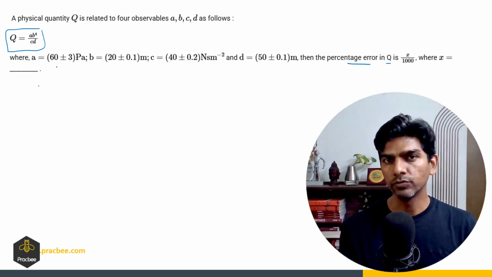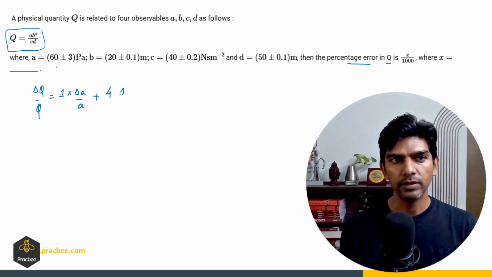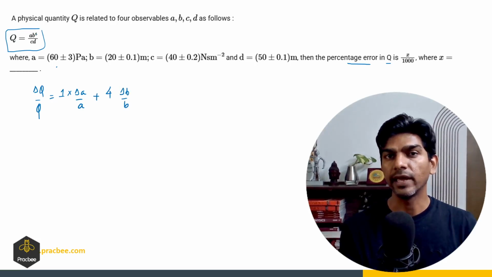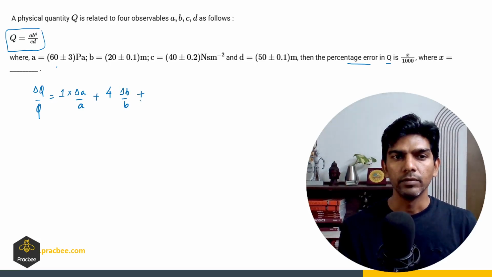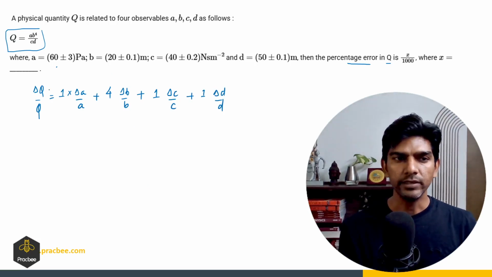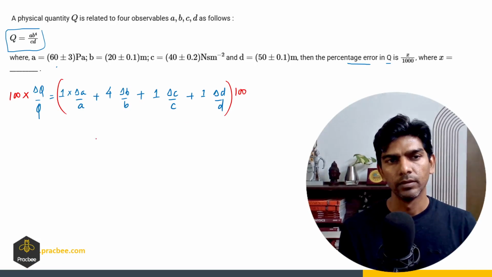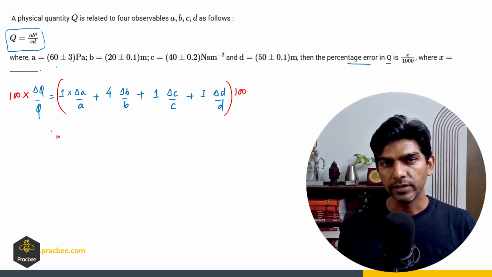So we are going to use the same logic again. The relative error in Q will be 1 times delta A by A plus 4 times delta B by B, because the exponent of B is 4, plus 1 times delta C by C plus 1 times delta D by D. And we have to find the percentage error, so we have to multiply everything by 100. So the left hand side will give us the percentage error in Q.